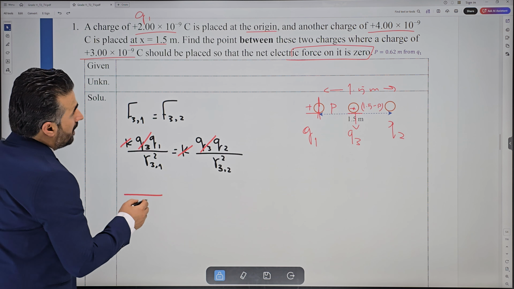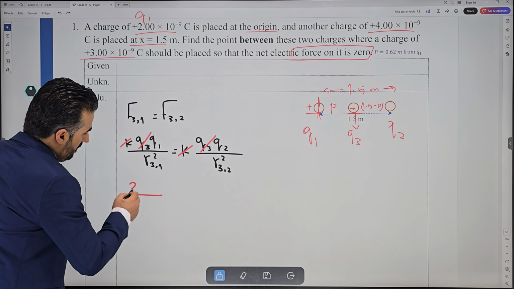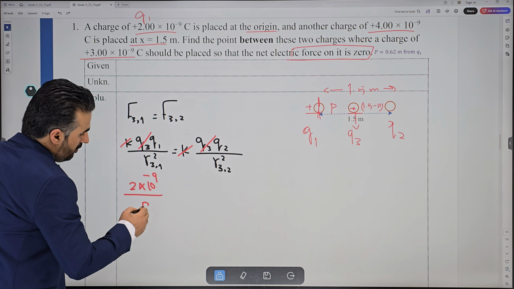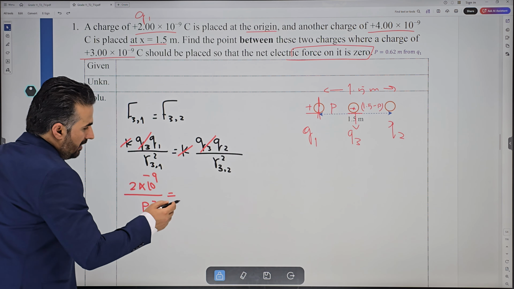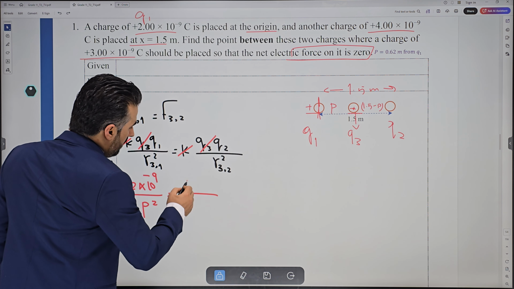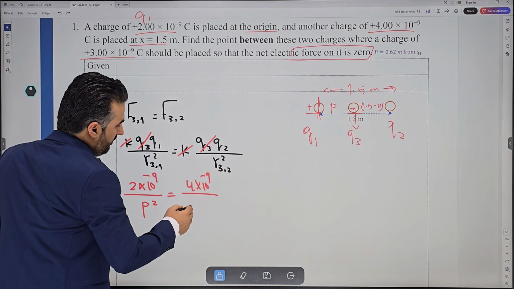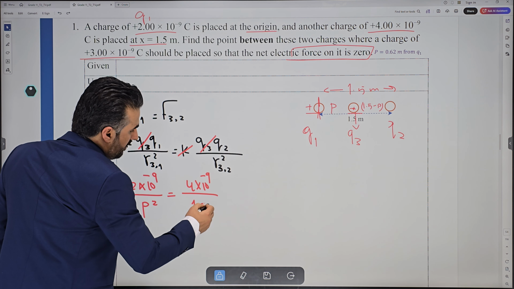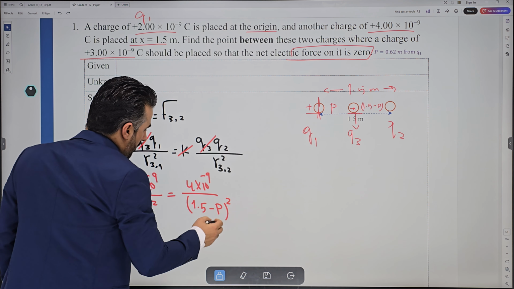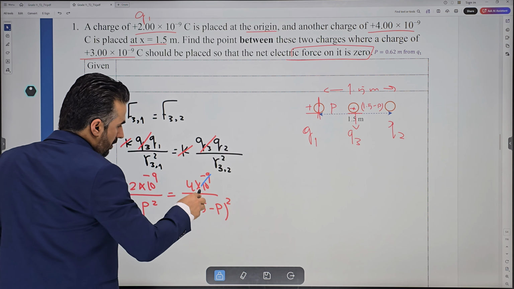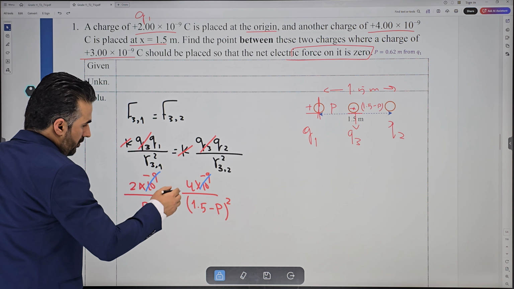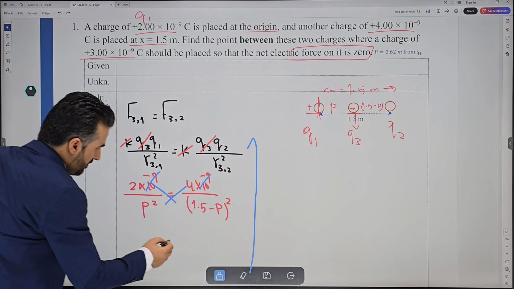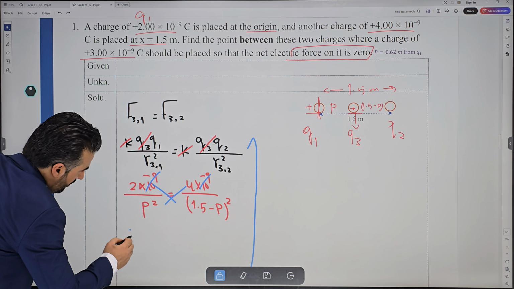So what is Q1? Q1 is 2 times 10 to the power negative 9 coulomb. The distance between 3 and 1 we just call P, so it is P squared. Q2 is 4 times 10 to the power negative 9, divided by the distance between 3 and 2, which is 1.5 minus P, squared. You could simplify even further, cross multiply, and this one becomes 4P squared.